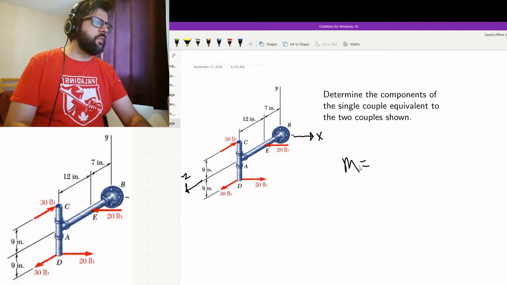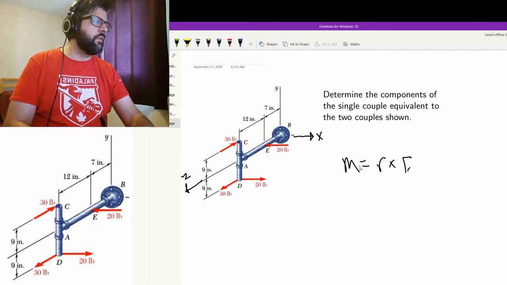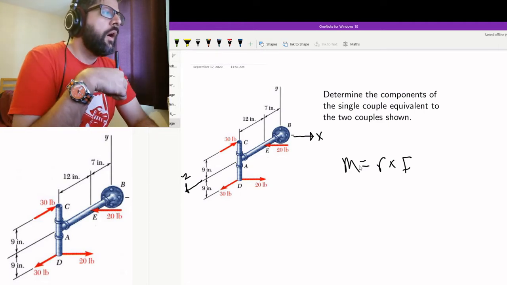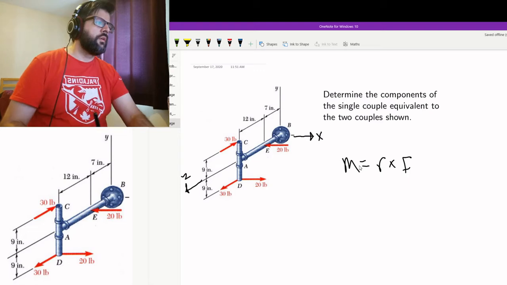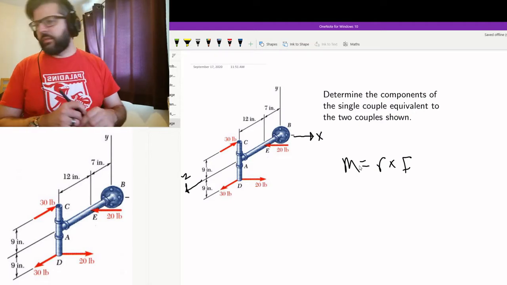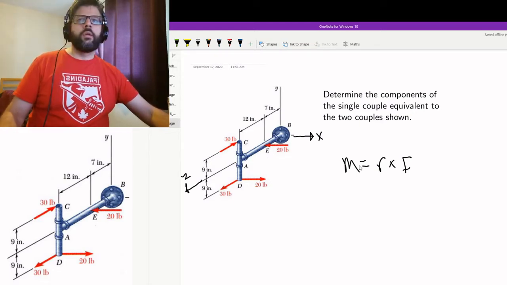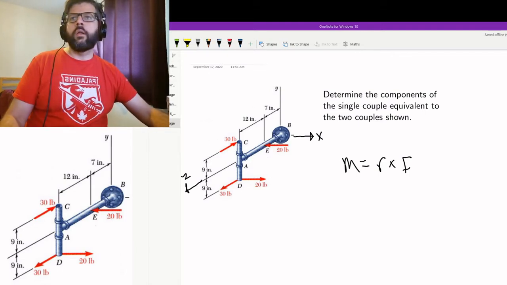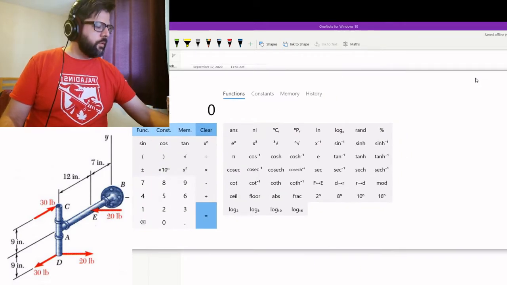the moment is equal to r cross, why did I say d? R cross F. And the distance there is 18 inches. So we know that the magnitude of that is going to be, pull up my handy dandy calculator here. So magnitude, 18 inches times 30 pounds.